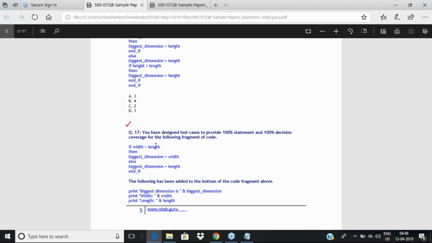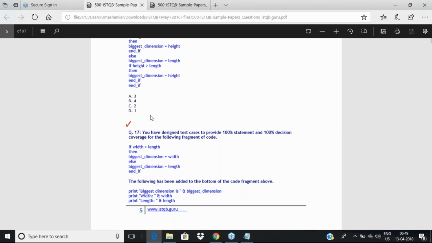But you have to find the test data in such a way that it will match the if condition that you have. So if x is greater than y, then the biggest dimension is width, else the biggest dimension is length, and the following has been added to the bottom of the code. At the bottom of the code: print biggest dimension is, and biggest dimension, print width, print length.